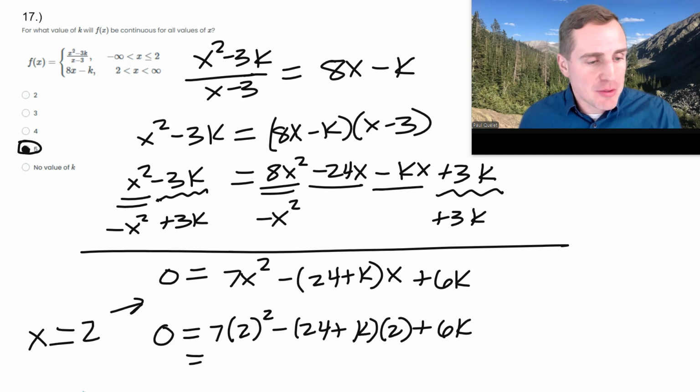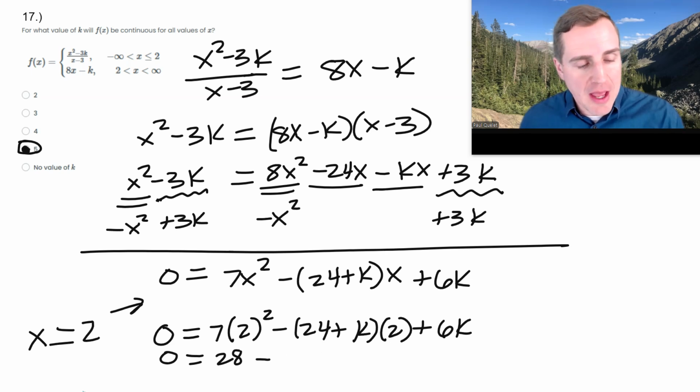So we're going to get 7 times 2 squared. So 7 times 4 is 28. We have 0 here. And then let's go minus. And then let's distribute the 2 in. So we're going to have minus 2 distributed in. So that's 48 minus 2k plus 6k.